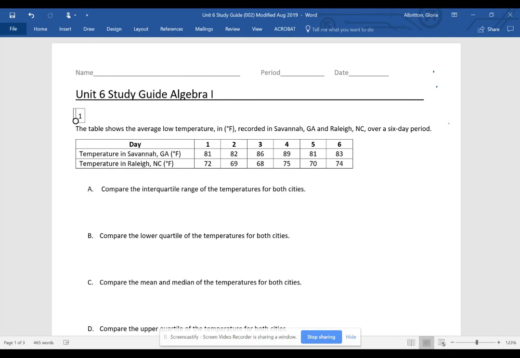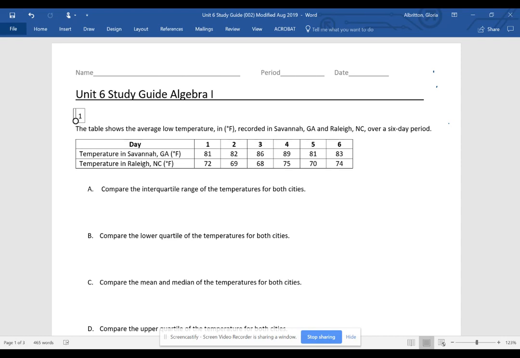Starting with number 1, the table shows the average low temperature in Fahrenheit recorded in Savannah, Georgia and Raleigh, North Carolina over a 6-day period. So A asks us to compare the interquartile range of the temperatures for both cities. As you recall, interquartile range is the difference, the subtraction, of the third quartile and the first quartile. So in other words, Q3 minus Q1.